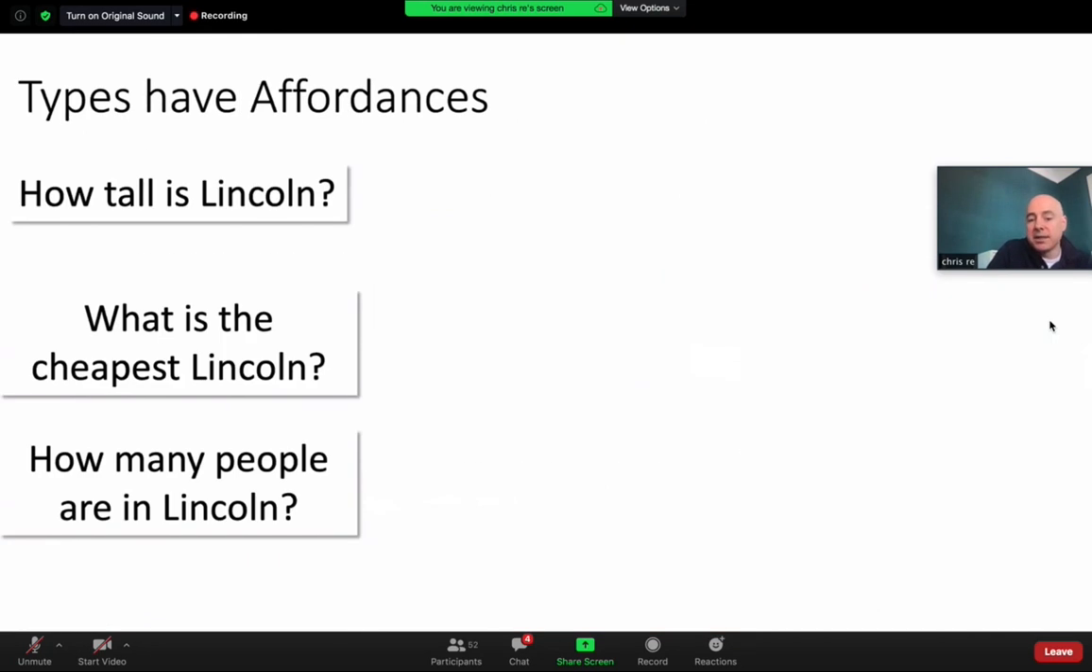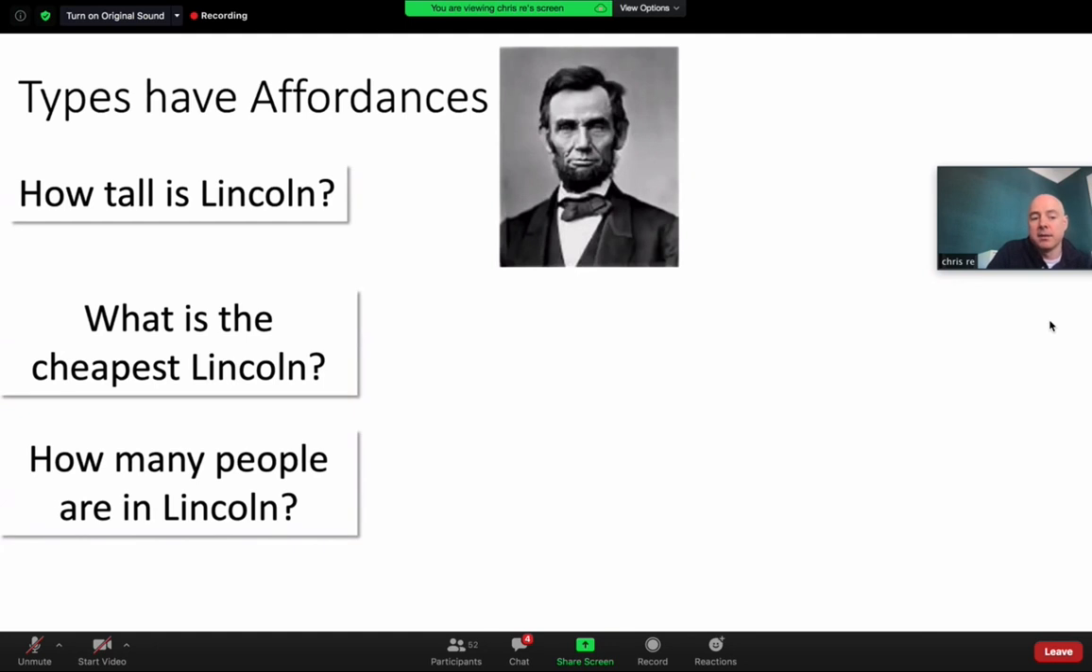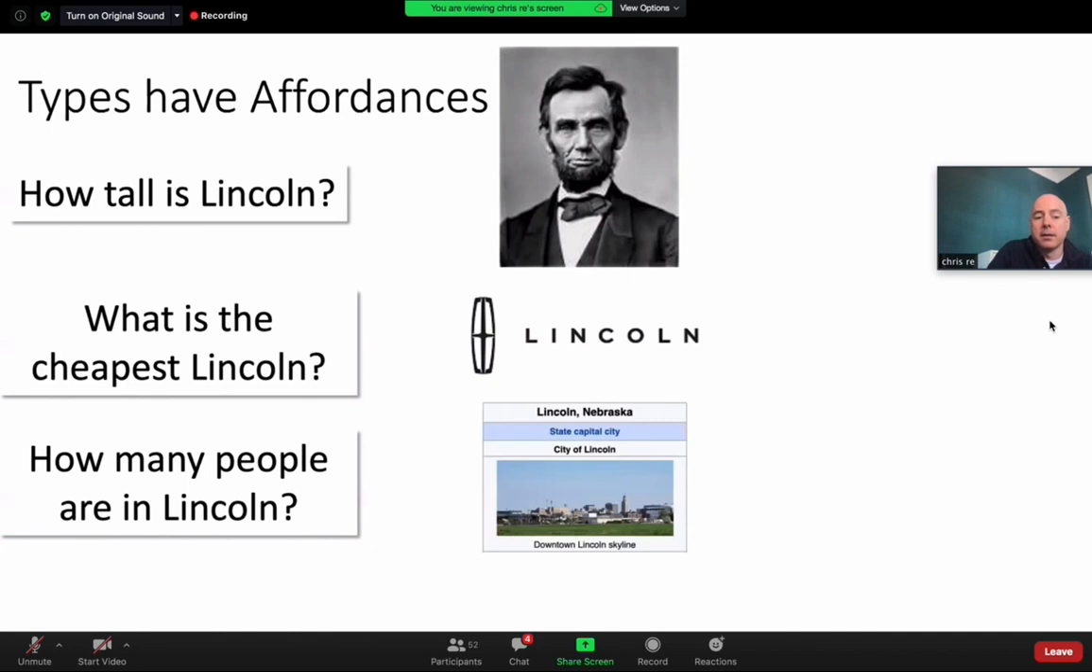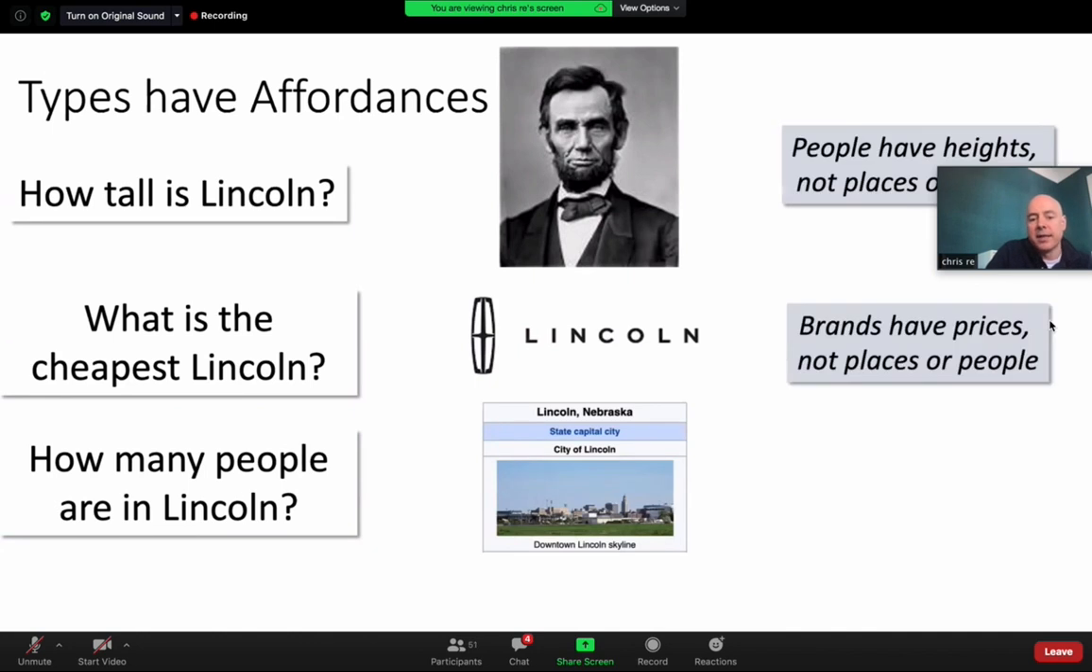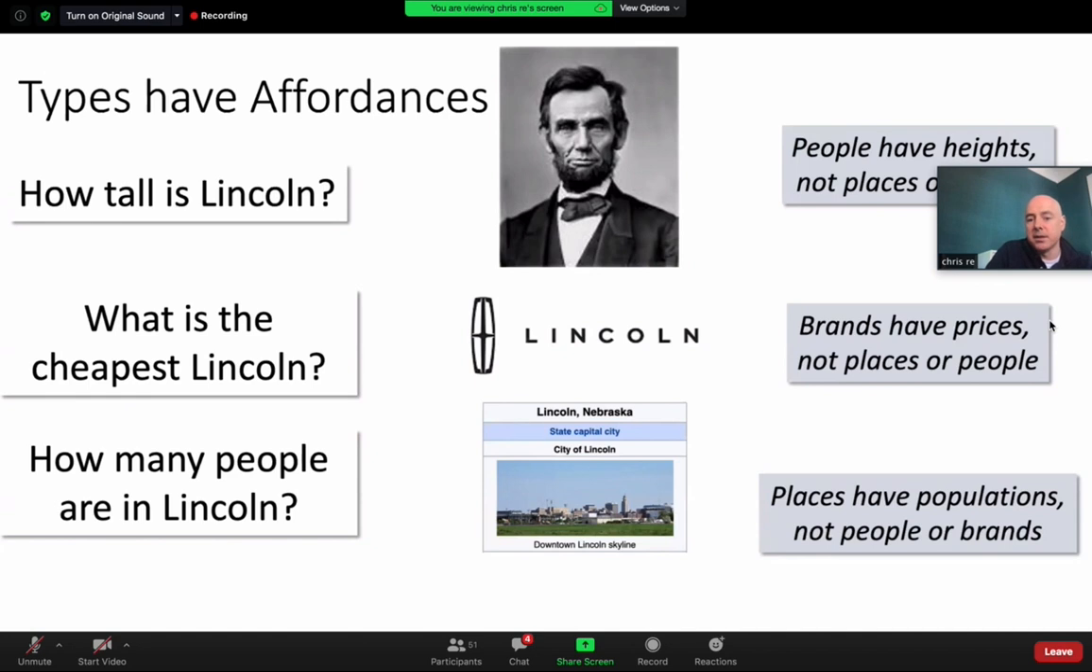I'll also mention that types have affordances, and this is another thing that you would want to measure. If I say, how tall is Lincoln? Well, you're probably referring to the president. If I say, what's the cheapest Lincoln? That's the brand, the car brand. And if I say, how many people are in Lincoln? That's the place. And that's because people have heights, and brands have prices, and places have populations.